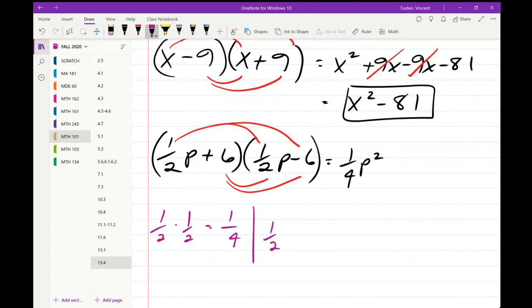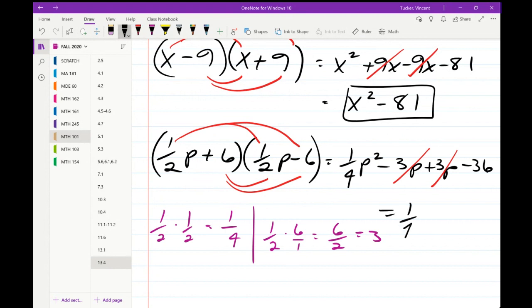Next one, we have 1/2 times 6. So that's 6 over 2, which is 3. So it'll be a minus 3p. 6 times 1/2 is the same thing, so that'll be a plus 3p. 6 times negative 6 is negative 36. Negative 3p and positive 3p will cancel, leaving you with 1/4 p squared minus 36.